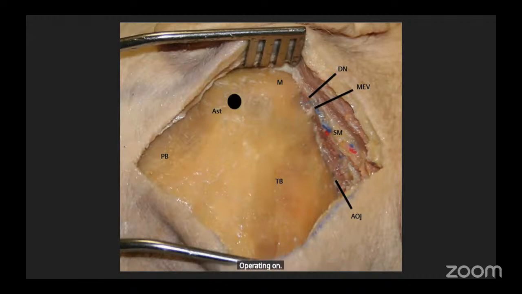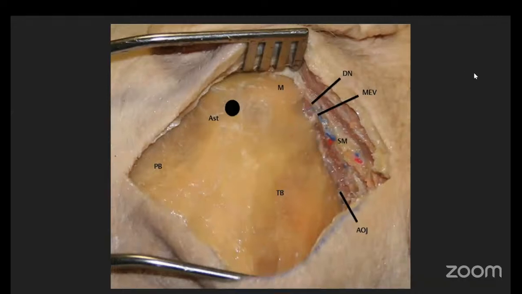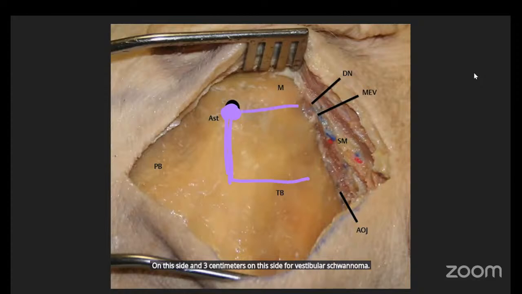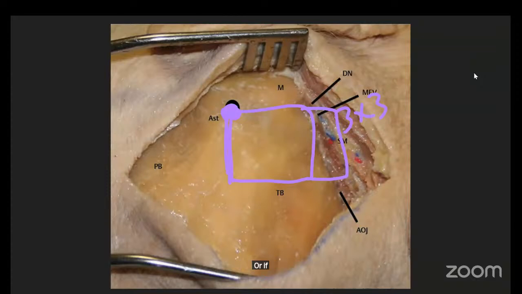Let me see. This is our stereo, and what we do is we go roughly 3 centimeters on this side and 3 centimeters on this side. For vestibular schwannoma, usually we go 3 into 3. You can go 3 into 4 absolutely if you want some more inferior exposure, or if you're planning to open a foramen magnum, that's a different thing. 3 into 3 usually works perfectly fine in all directions.